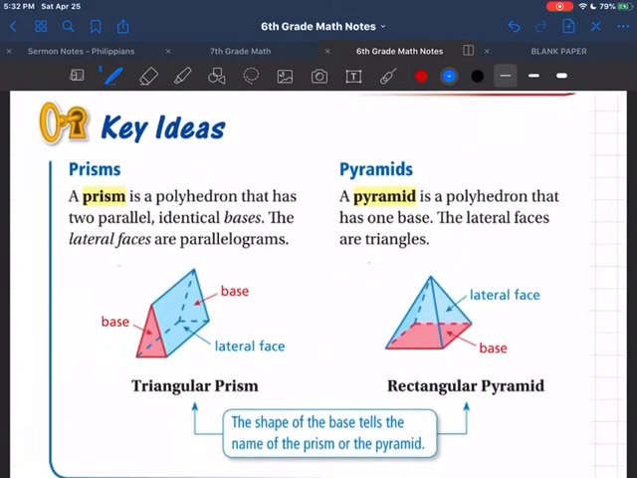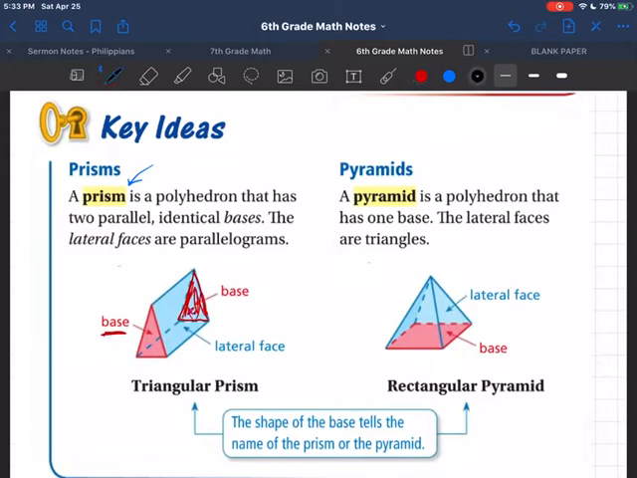Now let's talk about some other types of shapes. We've got prisms. Prisms fall under the polyhedron umbrella and have 2 parallel identical bases. In other words, as you can see, this is a base, and on the back side, this is a base too.